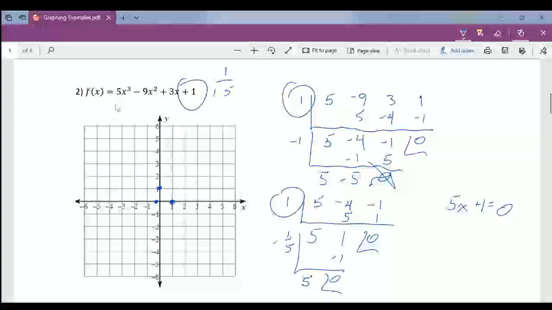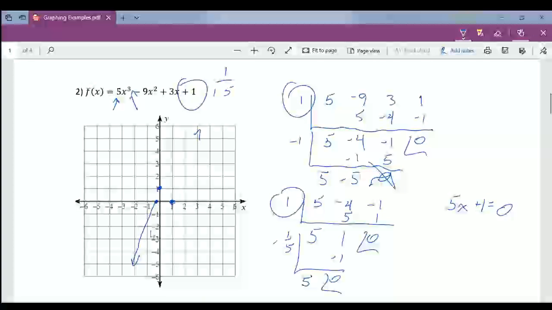Okay, that is positive. That is odd, which means we're going to have an arrow over here and an arrow down here. Down to the left, up to the right. And let's go ahead and graph it. Here we go, drawing a line.